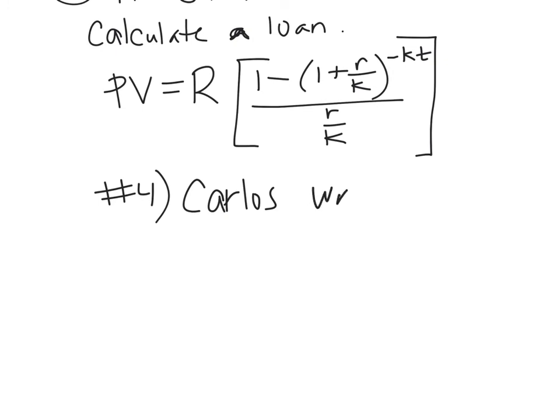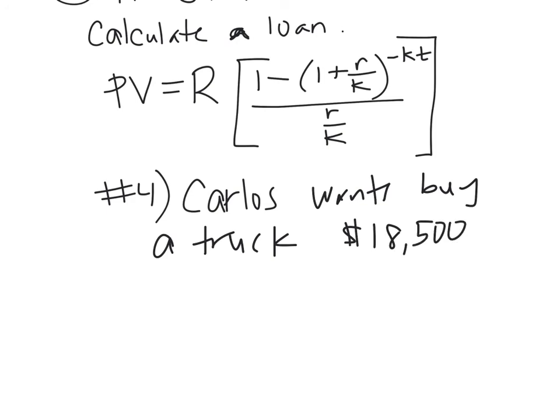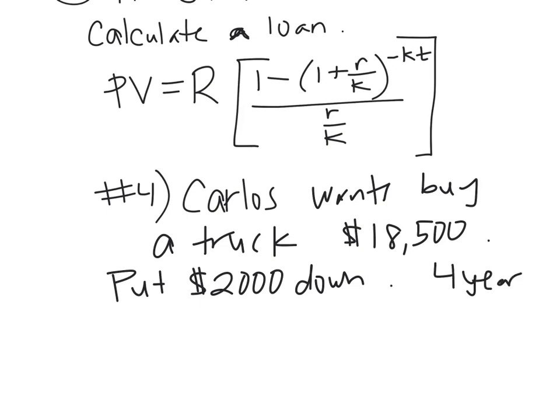Carlos wants to buy a work truck. The truck is $18,500, and he's going to put $2,000 down. So then he needs to finance the rest of it. You know what that means, right? He's got to make payments on the rest of the money that he owes. He's going to have a 4-year loan, so he'll have it paid off in 4 years at an APR of 2.9%.